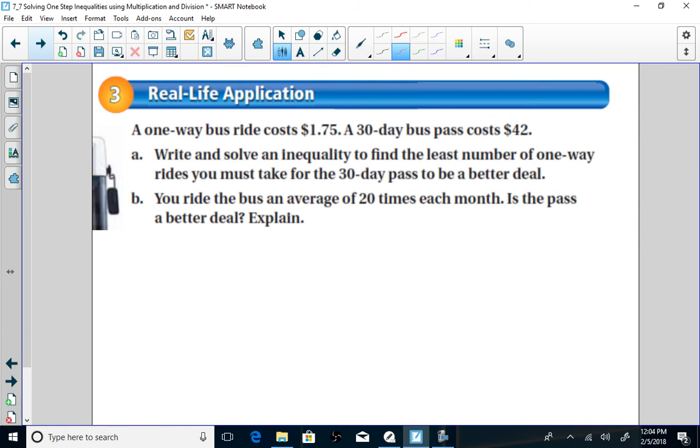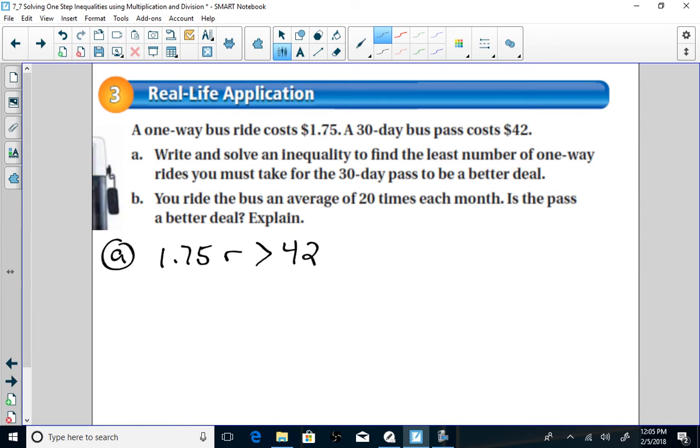All right. We have a word problem here. It says a one-way bus ride costs $1.75. A 30-day bus pass costs $42. Part A says to write and solve an inequality to find the least number of one-way rides you must take for the 30-day pass to be a better deal. Well, we know that we're paying $1.75 for each ride. And we want to know when that is going to be more than $42, because then it's not a better deal. And we want to know when the 30-day bus pass is a better deal.